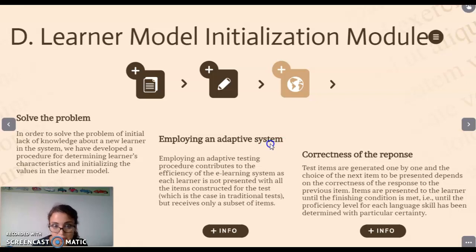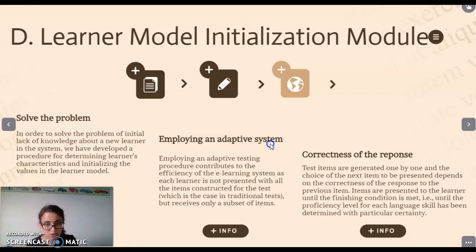What is employing an adaptive system? Employing an adaptive testing procedure contributes to the efficiency of the e-learning system, as each learner is not presented with all the items constructed for the test, which is the case in traditional tests, but only a subset of the items.